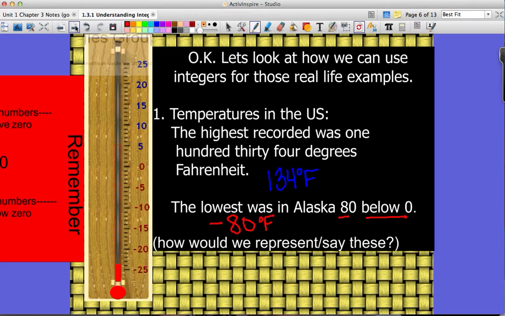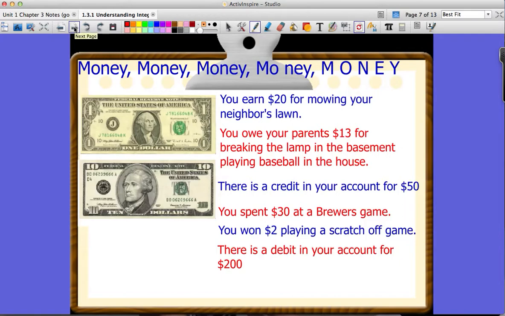Right, when working with money, again, anytime you earn money, it's considered a positive, and anytime you spend money, it's considered a negative. So you want to look for the key terms here. So I'll look with you at the key terms. We have earn, credit, and won.